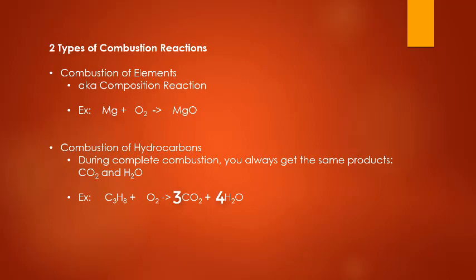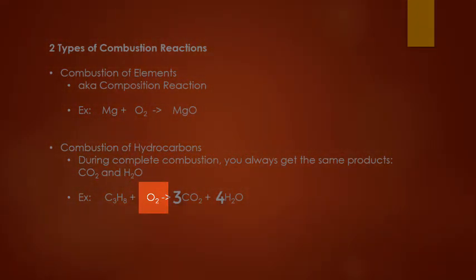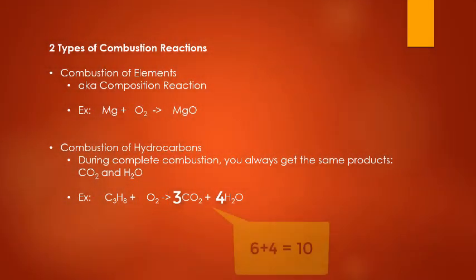I have 2 oxygen atoms to the left, the reactant side. I now have 3 times 2, 6, plus 4 more from water, or 10 oxygen atoms total. 2 times 5 equals 10, so I'll change the coefficient in front of oxygen to a 5.